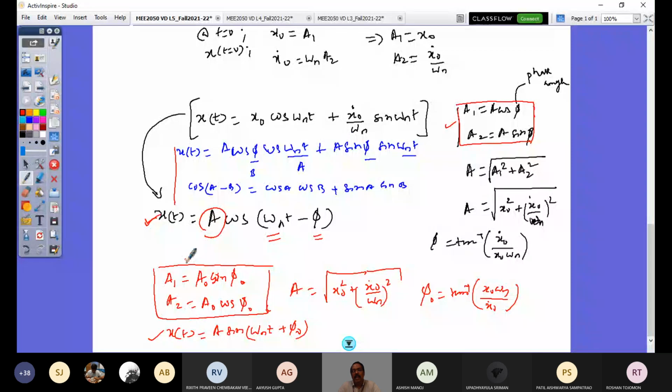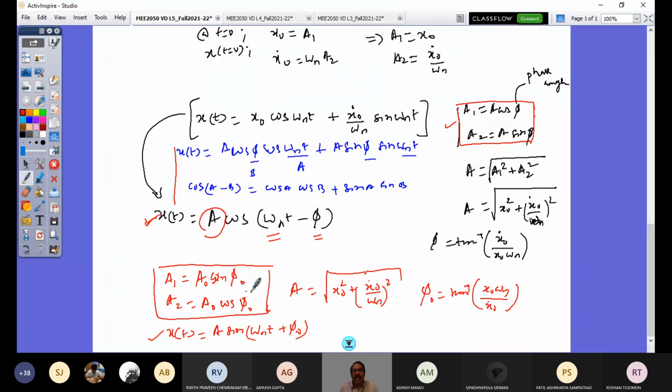That's why I'm making an attempt to explain this to you. And this kind of discussion today would take you to the end of the lecture to understand what is state space representation. Clear? Do you get? Yes, sir.